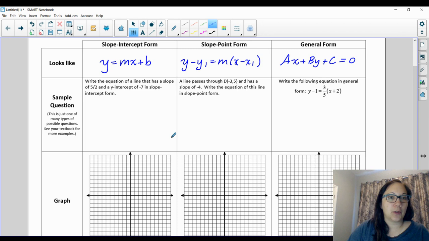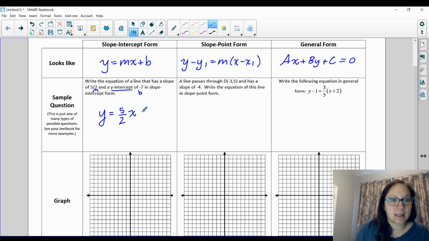First I'm going to go through slope-intercept form. Write the equation of a line that has a slope of 5/2 and a y-intercept of -7 in slope-intercept form. Well, I know that the slope is going to be my m value, and the -7, the y-intercept, is going to be my b value. So when I write that in slope-intercept form, I get y = 5/2 x - 7.